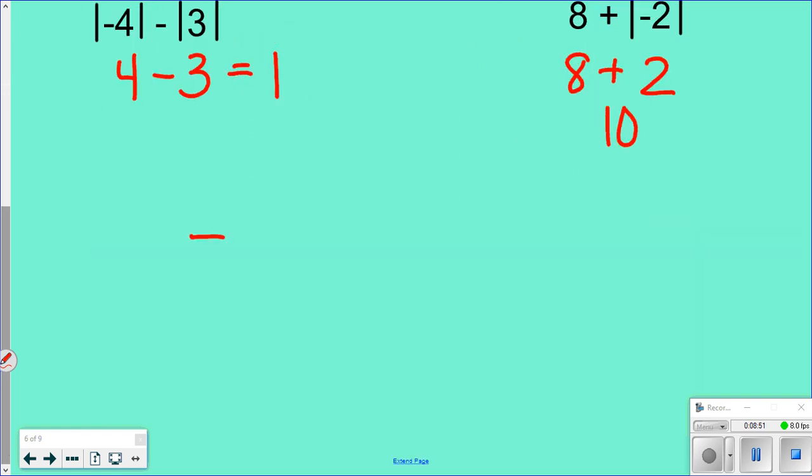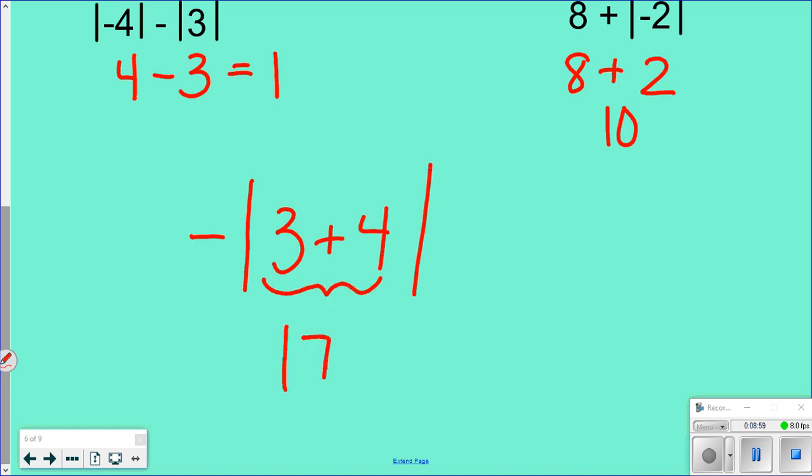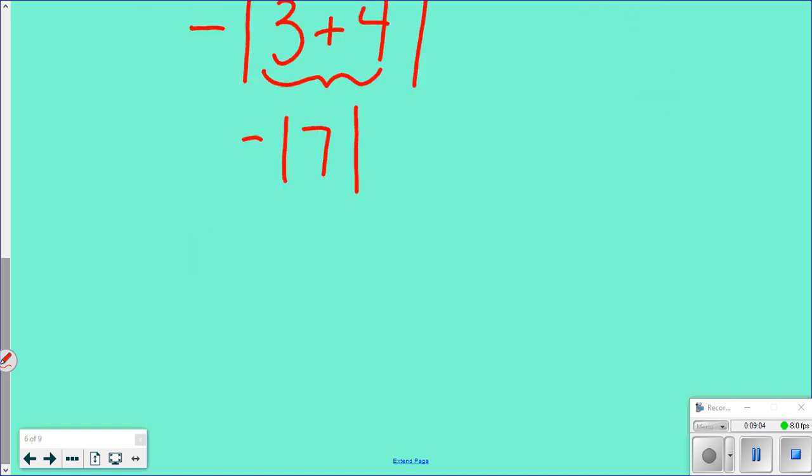So if I have the absolute value of negative 3 plus 4, first I have to find the answer inside my absolute value bars, which is 7. It's going to drop down. Then the absolute value of 7 is 7, and then my negative is going to drop down, and the answer would be negative 7. So the only time you can have a negative answer is when the negative is on the outside of those absolute value bars.